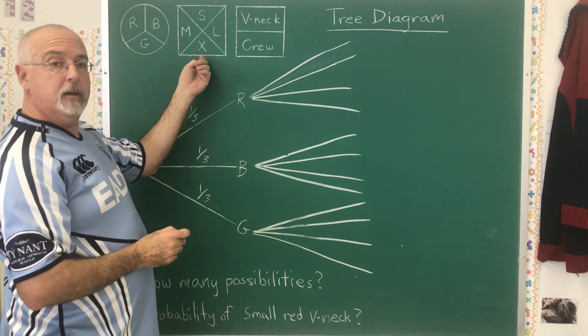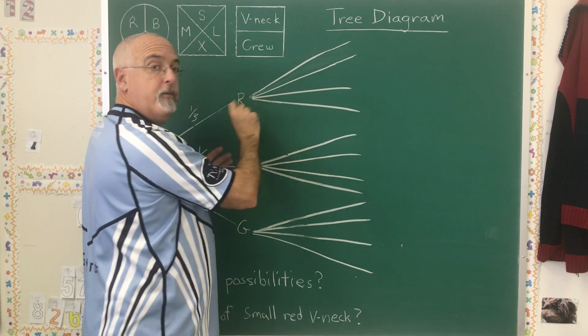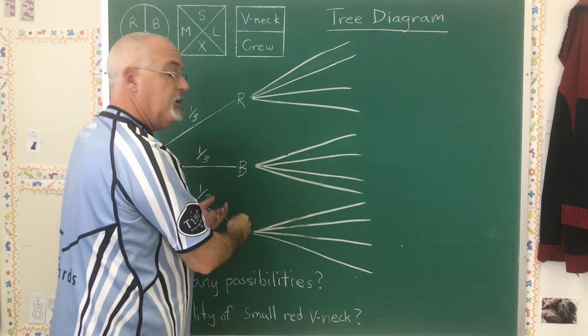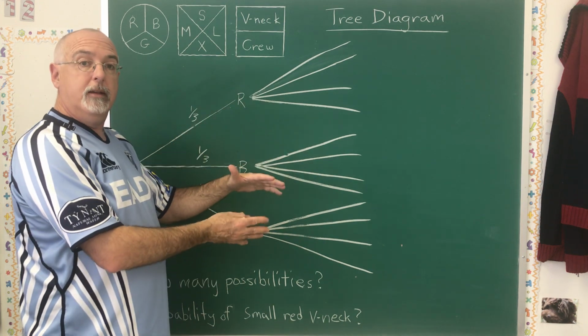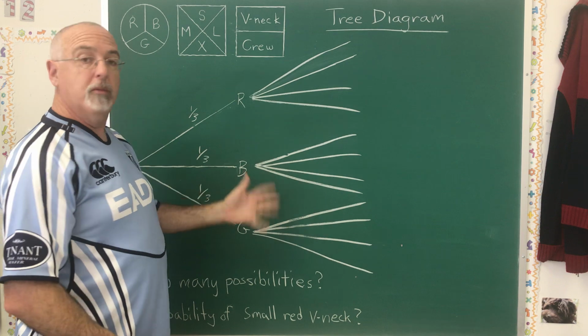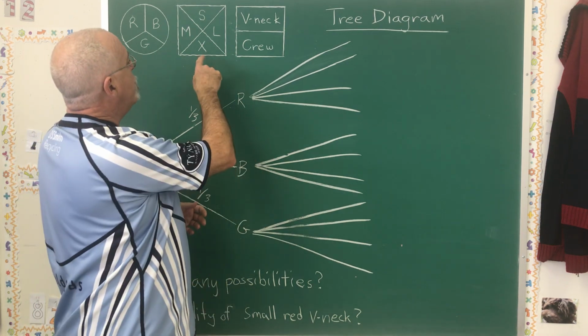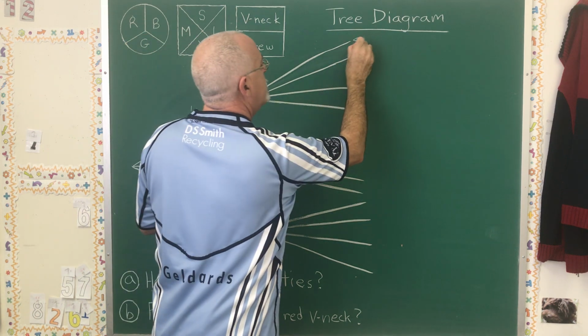Next, I have to put the sizes, and there are 4 sizes, and I have to show the 4 sizes for the red part of the tree, but also for the blue and for the green. So tree diagrams have a tendency to get crowded and get larger very quickly. You can see by my smudge marks that I've been struggling with this one already. But I'm going to write the 4 possible sizes at the end of these second sets of branches.